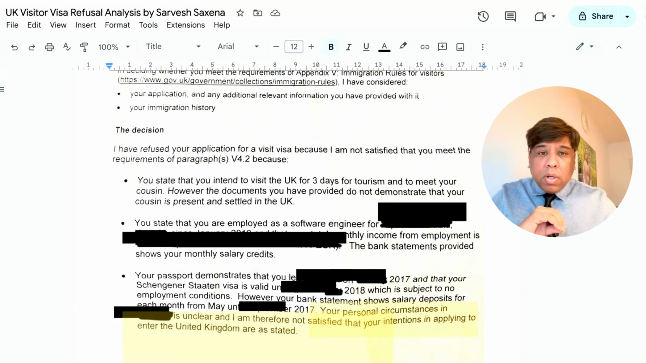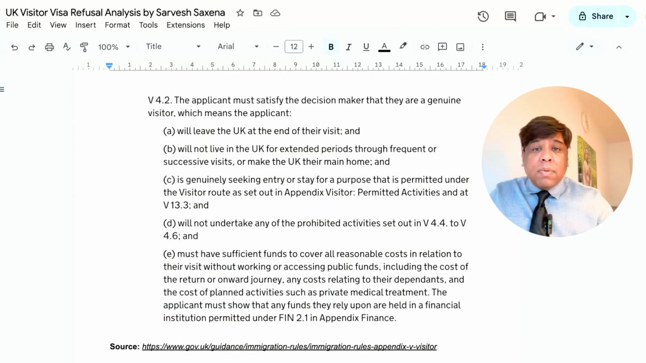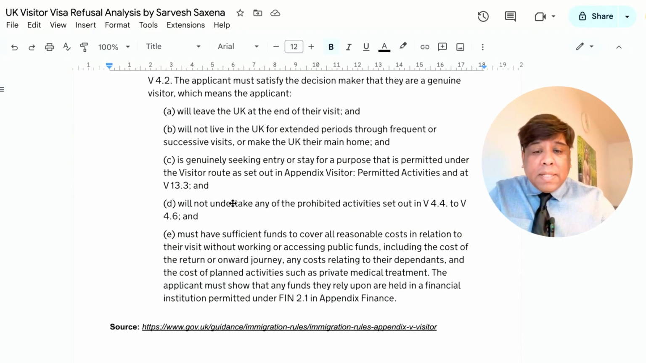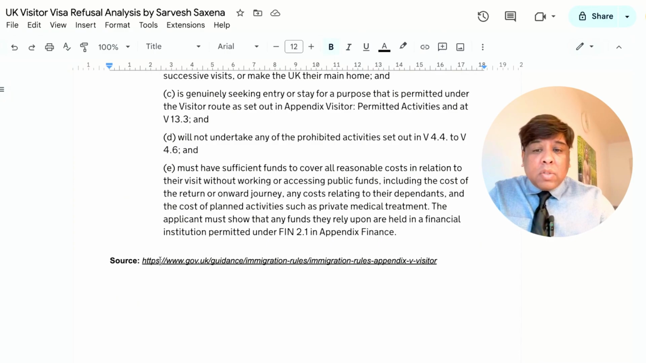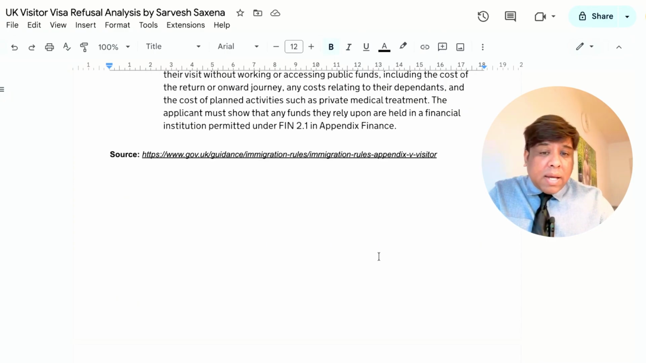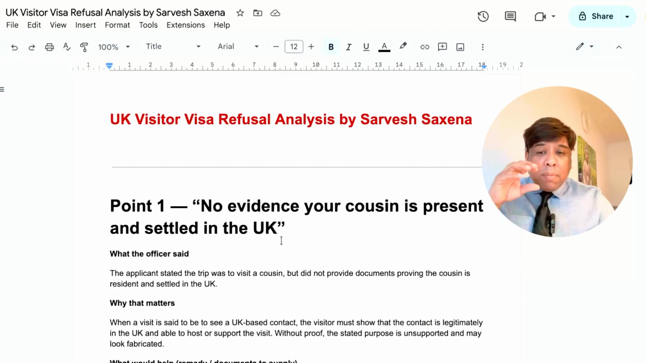Now, what you have to see is this paragraph. It says, I have refused the application for visit visa because I'm not satisfied that you meet the requirements of paragraph 4.2 family visitor, right? Because he's going to meet his cousin. The source of this is gov.uk. I have provided the link. Now let's look at my detailed analysis.